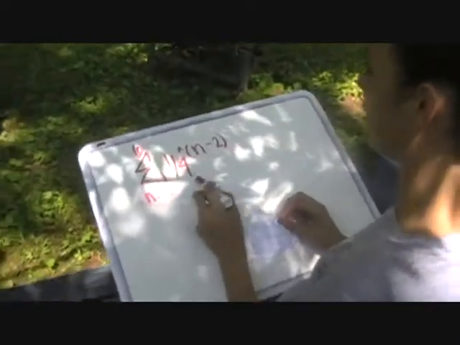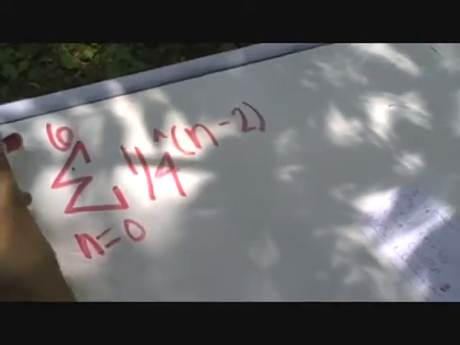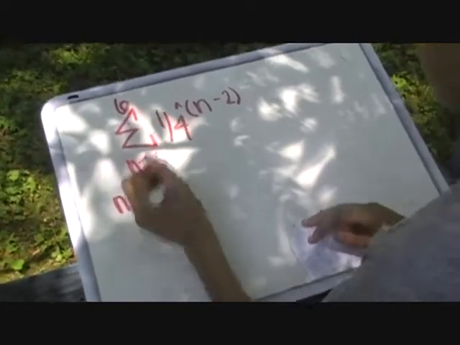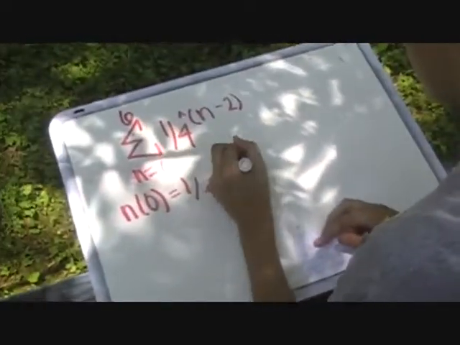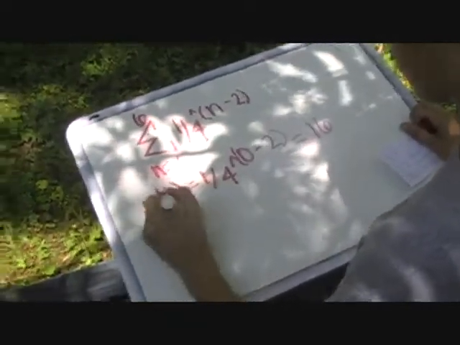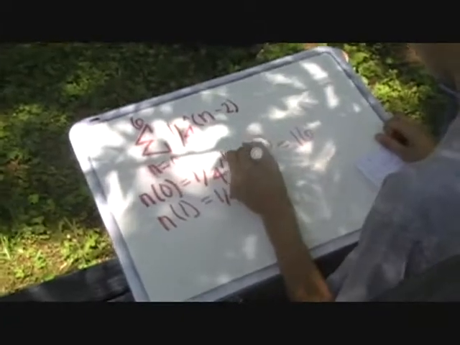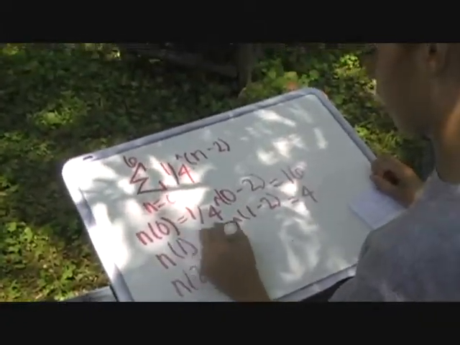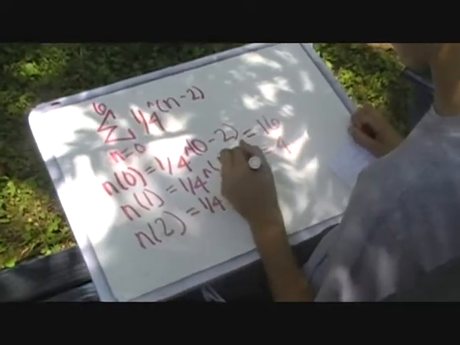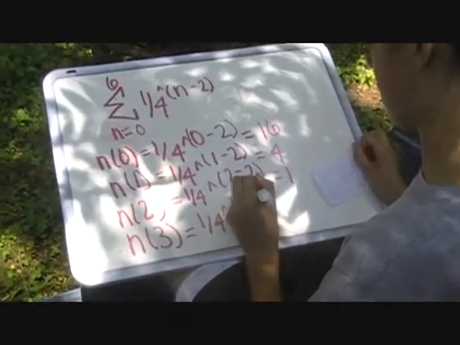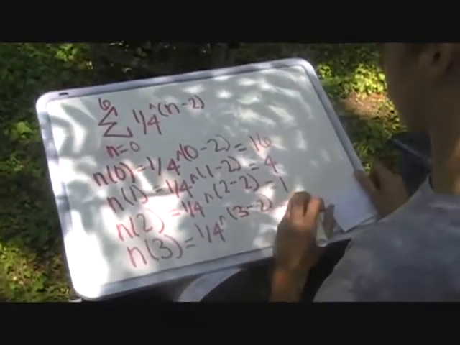Okay, our next problem is 1/4 to the power of n minus 2 with the guideline 6 and n equals 0. So first, we plug in the n value. 1/4 to the power of 0 minus 2. And we get 16. Then we do 1/4 to the power of 1 minus 2. And we get 4. Then we plug in 1/4 to the power of 2 minus 2. And we get 1. Then we plug in 1/4 to the power of 3 minus 2. And we get 1/4.